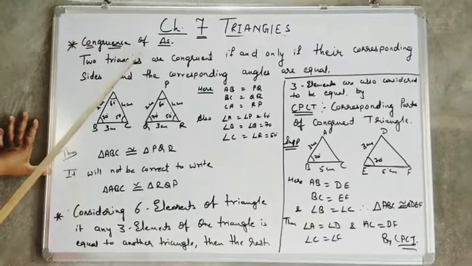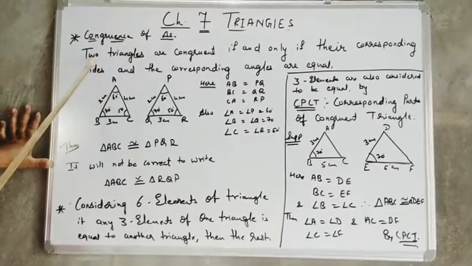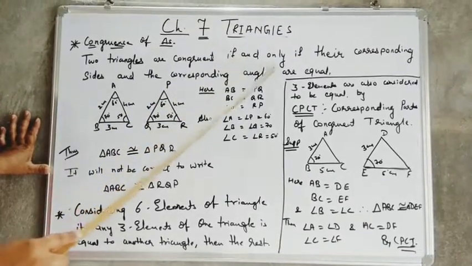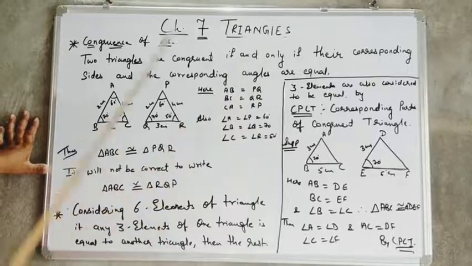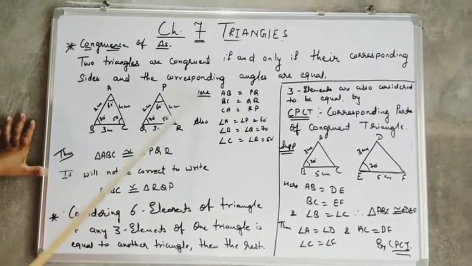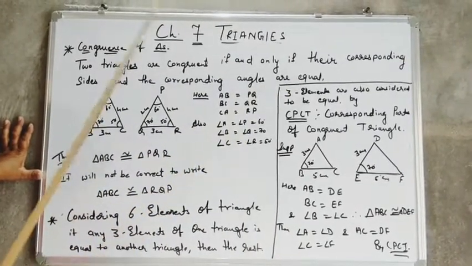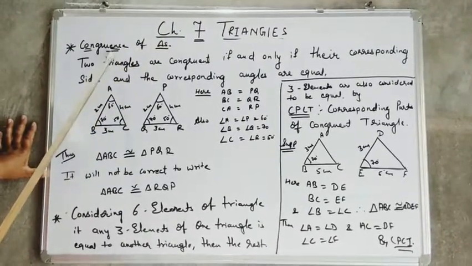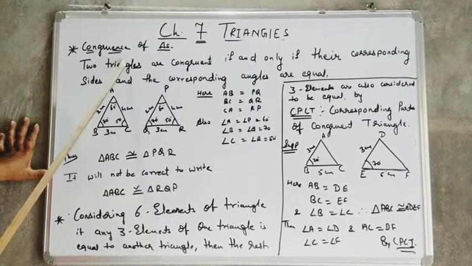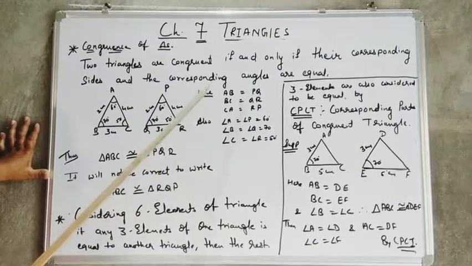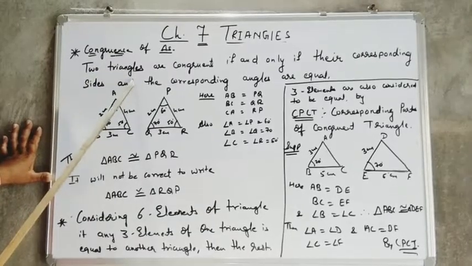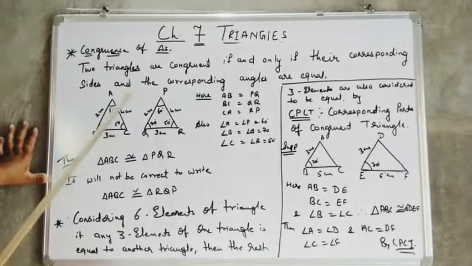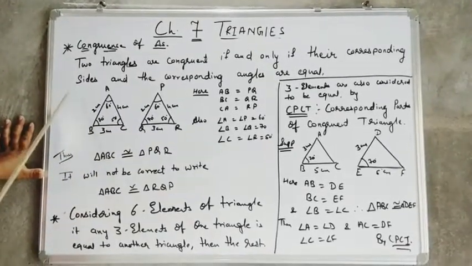Proceeding with congruency of triangles: two triangles are congruent if and only if their corresponding sides and corresponding angles are equal. I had told you that 9 elements are there, but for congruency we will consider only 6 elements, 3 sides and 3 angles. So for two triangles to be congruent, we have to see whether the 3 sides and 3 angles are equal or not.